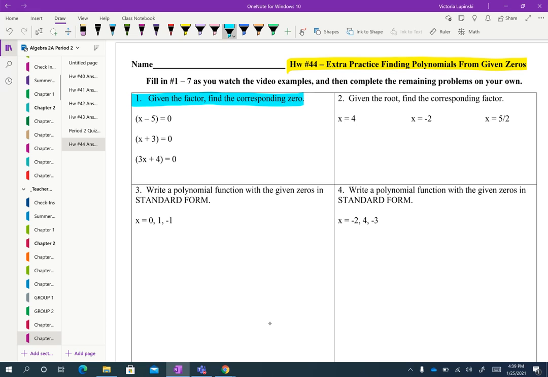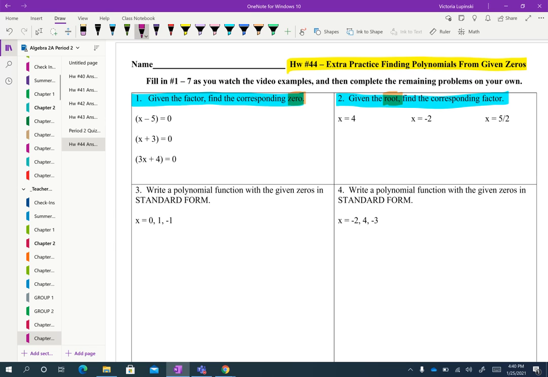give you a factor, make sure you could solve for the corresponding zero. And if I give you a root, find the corresponding factor. And again, something to point out here is that 0 and root, those mean the same thing. It means x equals. So you're going to see those used interchangeably.